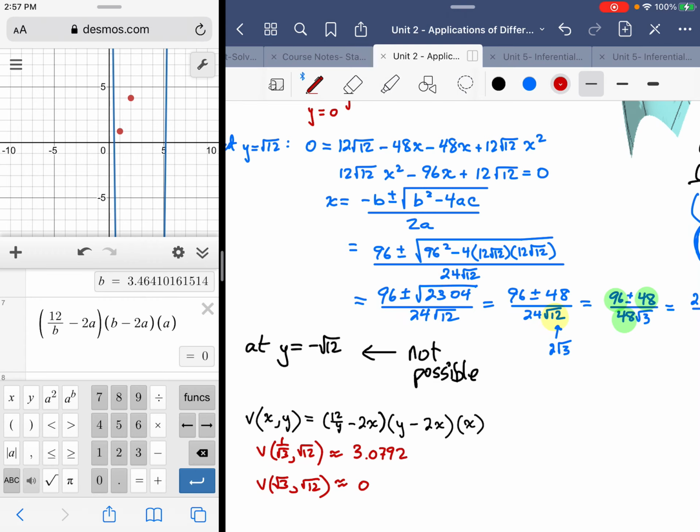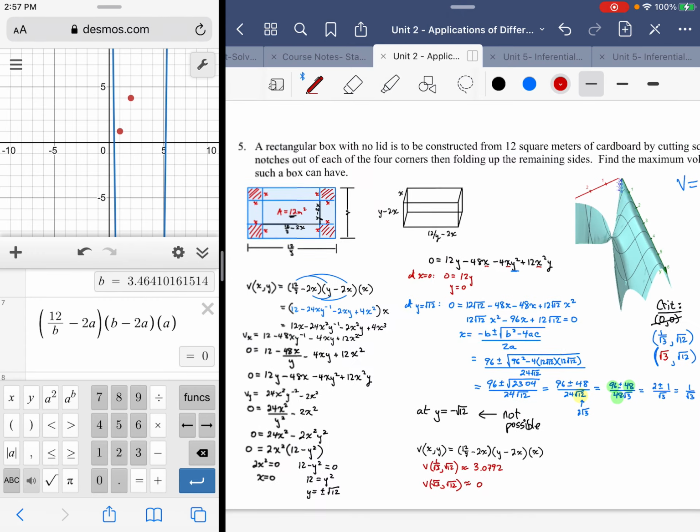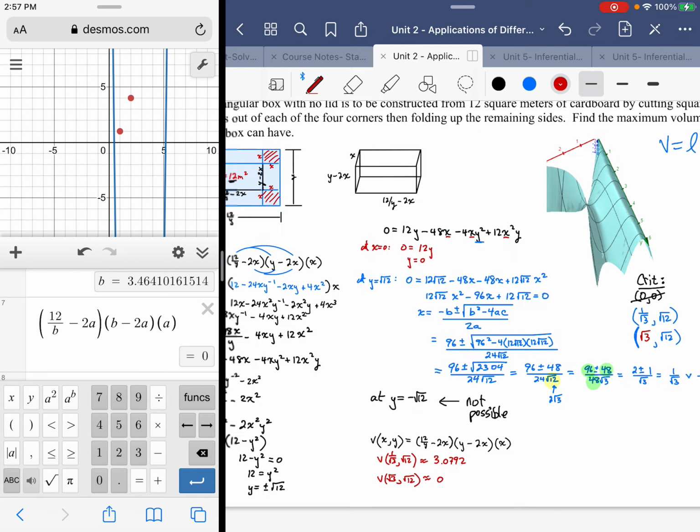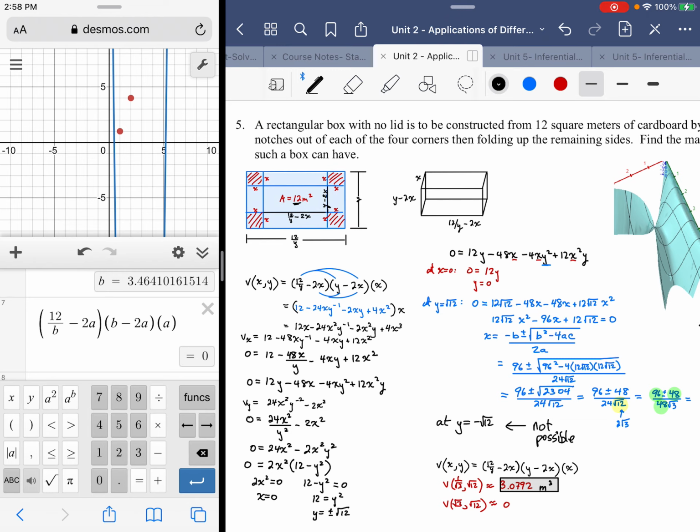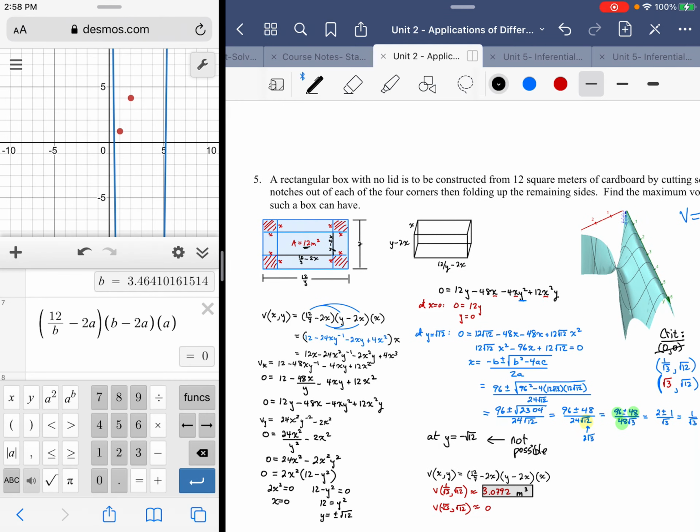So the dimensions, we just got to be careful. Find the maximum volume that such a box could have. So the max volume here would be meters cubed. That's all they're asking us for. All right, if they said dimensions, we'd have to be really careful not to just say it's x by y, because those aren't the dimensions. The dimensions are y minus 2x by 12 over y minus 2x by x. All right, so there's a lot more going on there than it might seem, at least at first glance.